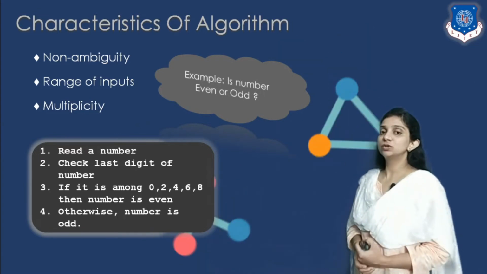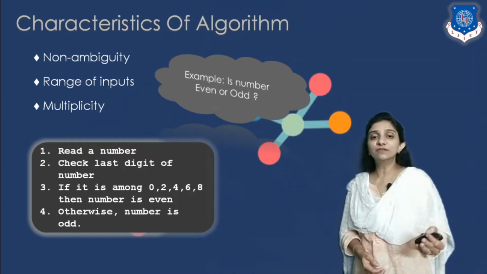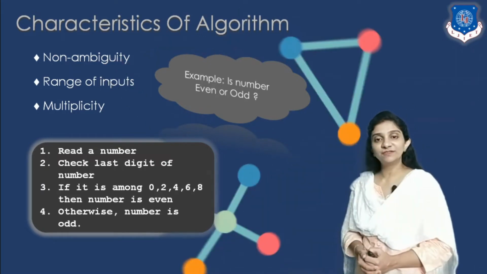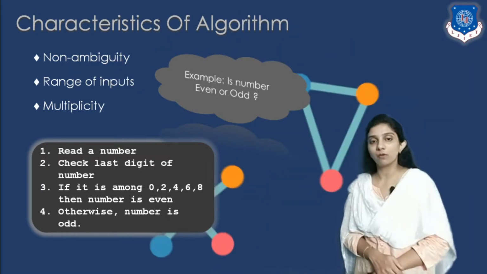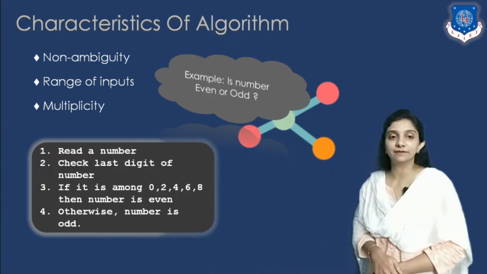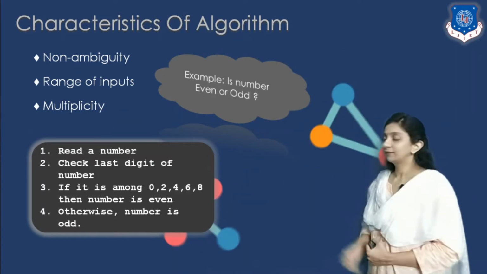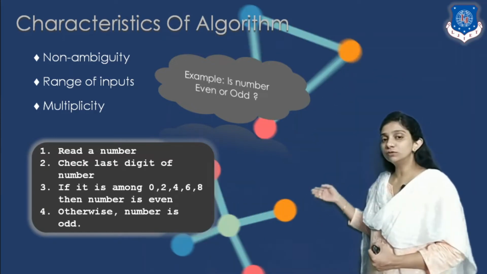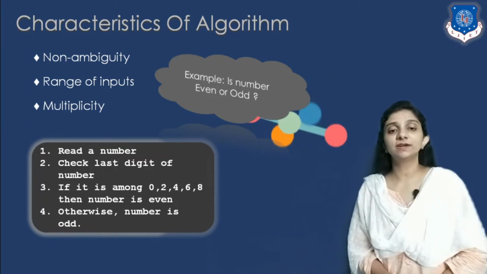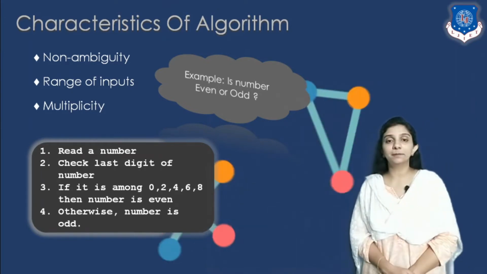It says that to solve a particular problem, there do exist multiple algorithms which use different approaches to solve the same problem. Now, here our problem is the same, that is, whether a number is even or odd. But here the approach or the steps we have written for the algorithm are different. So the first step says to read a number and check the last digit of the number. If that last digit is among 0, 2, 4, 6, 8, then conclude that the number is even. Otherwise, we say that the number is odd. So this is also a method of finding whether a number is even or odd.